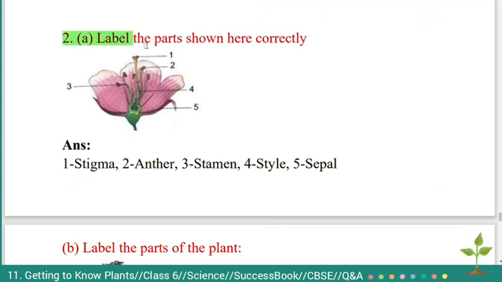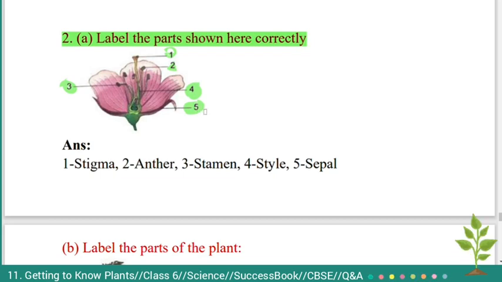Question 2A. Label the parts shown here correctly. Here first one is stigma. Second one is anther. Third one is stamen. Fourth is style. Fifth is sepal. 1 stigma, 2 anther, 3 stamen, 4 style, 5 sepal.